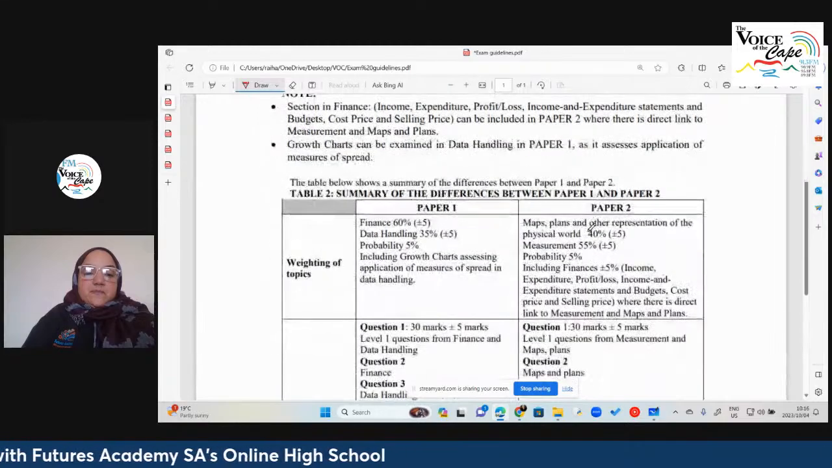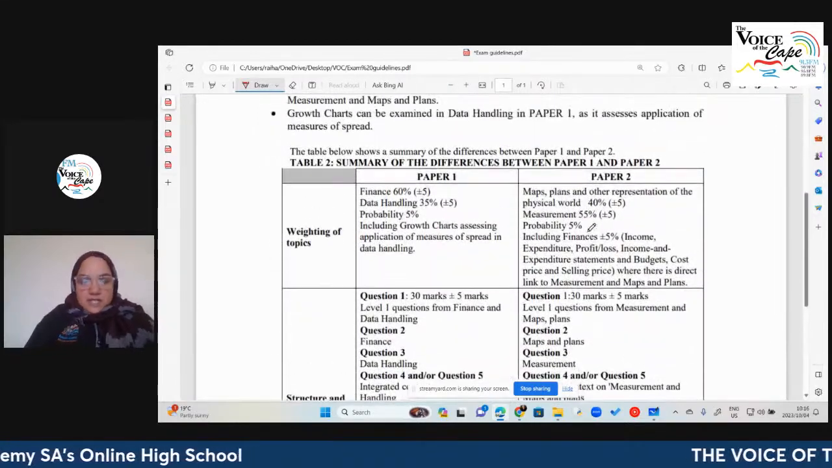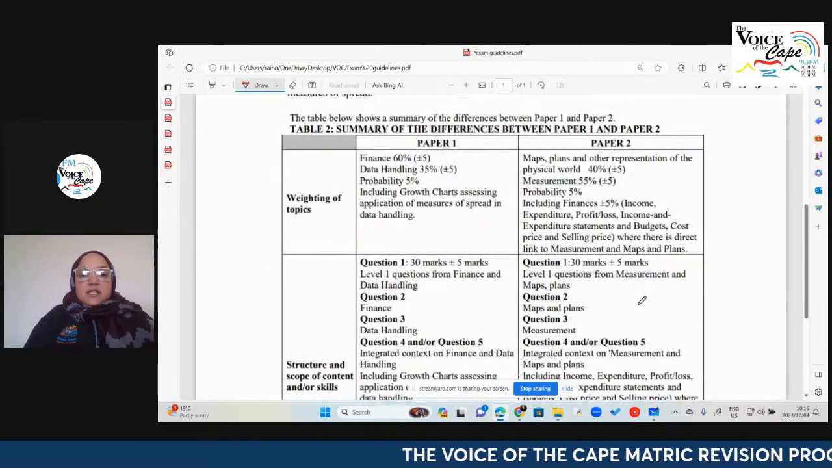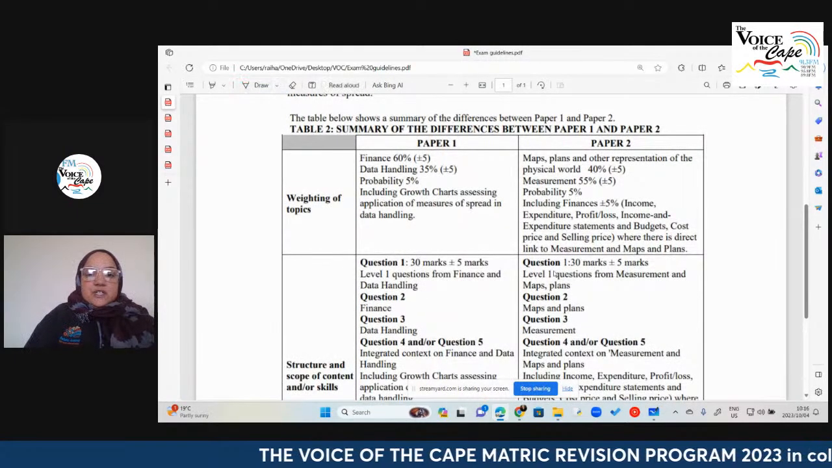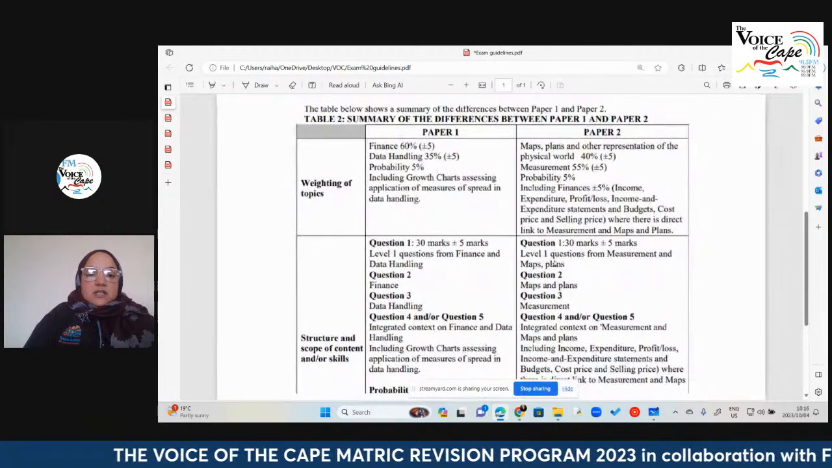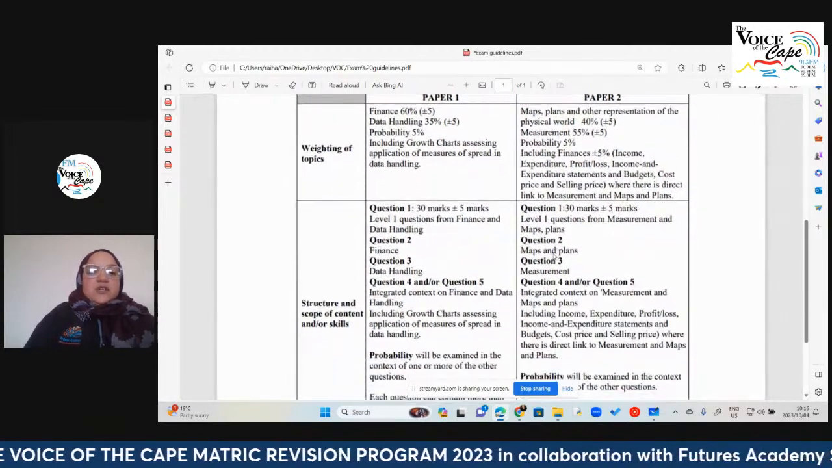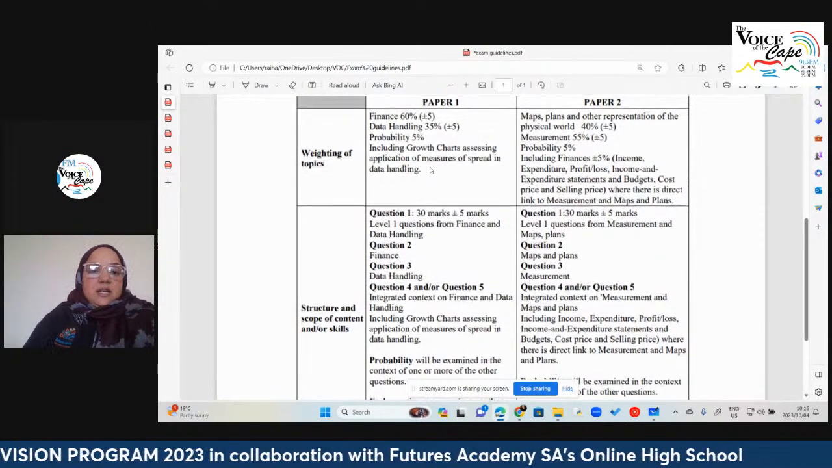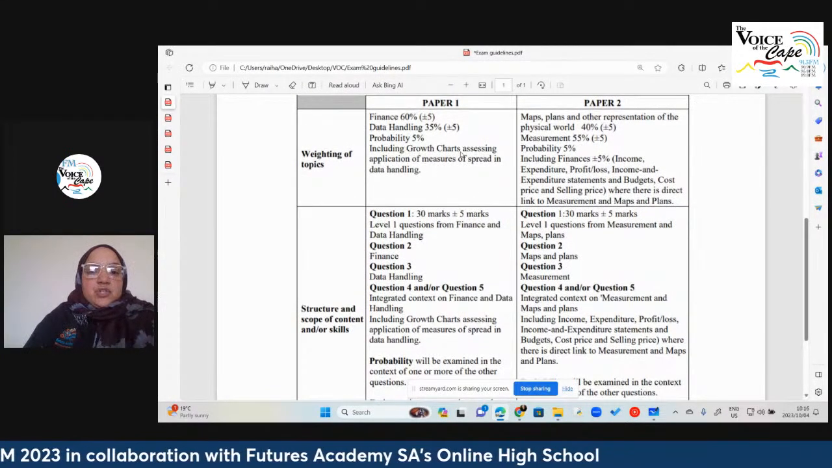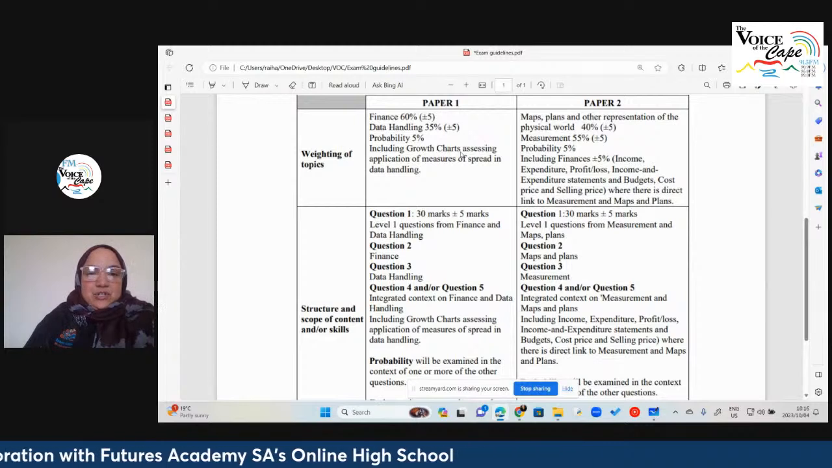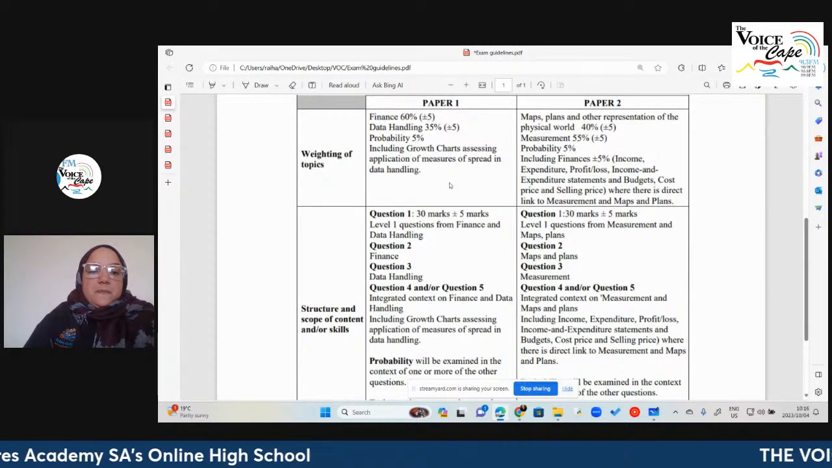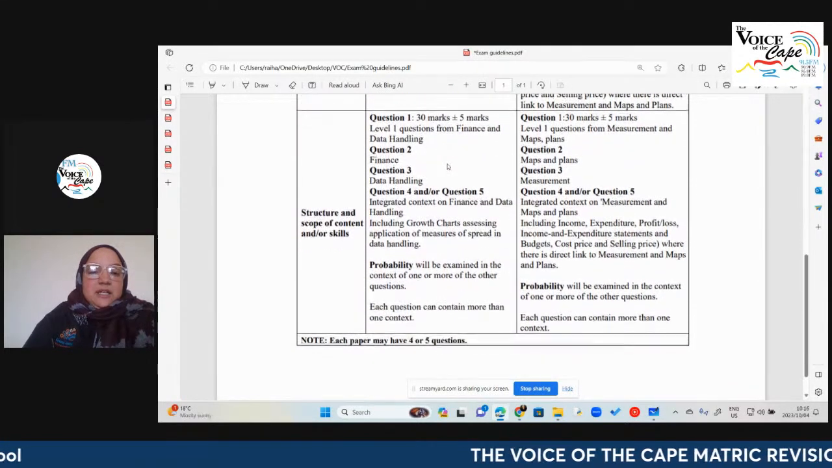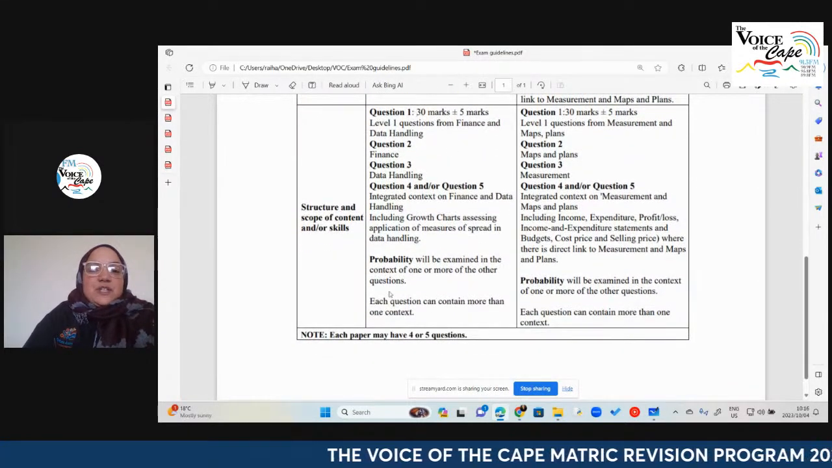Yeah, so then the second, I actually have, oh, it is this one. The second thing I just wanted to show you was how the questions are. So this is the weighting of the topics which we just discussed. And over here, they make a note that growth charts, so BMI and growth charts and stuff, is also assessed in paper 1. But I wanted to just show you how the questions are set up.